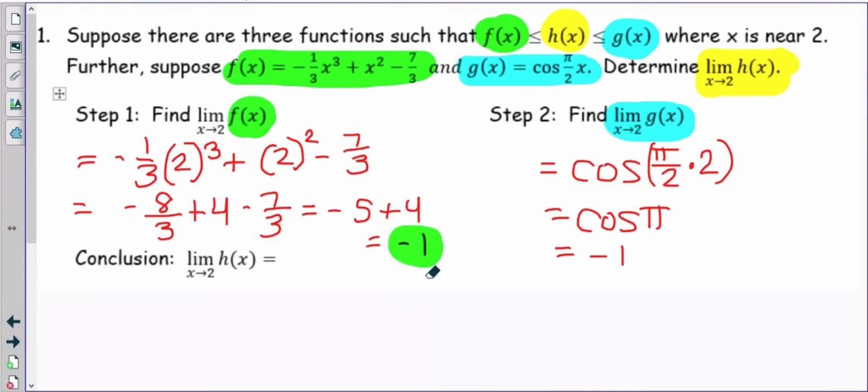So I found my upper limit to also be -1. So remember, back at the top, h is in between these guys. So if my lower limit is -1, and my limit of the function on the top is also -1, what conclusion can we make about the limit as x approaches 2 of h of x? And the conclusion that we can make is the answer here is also -1.